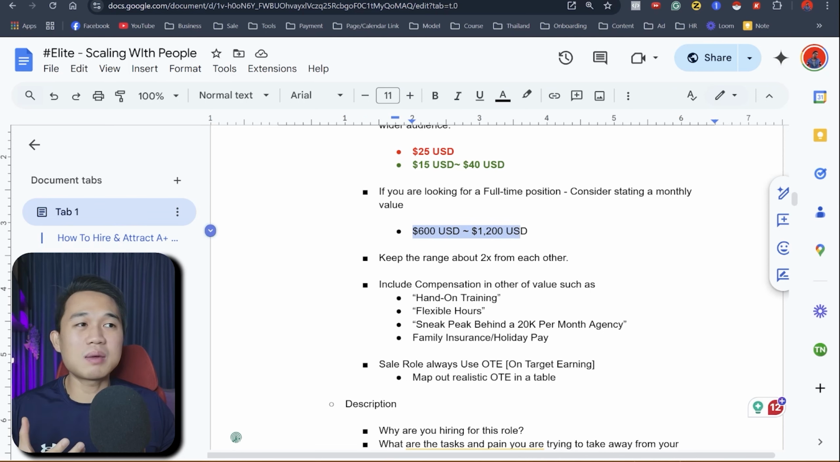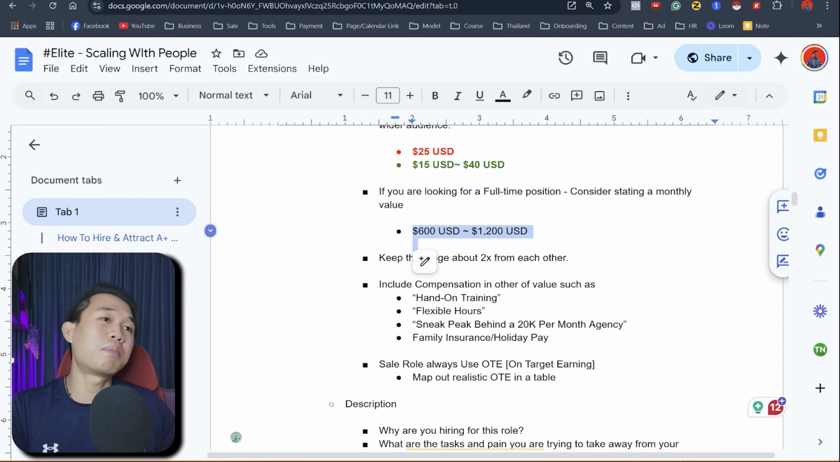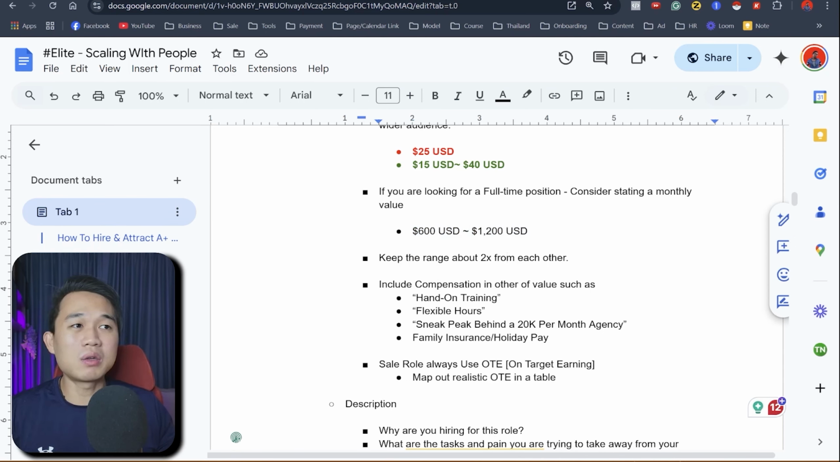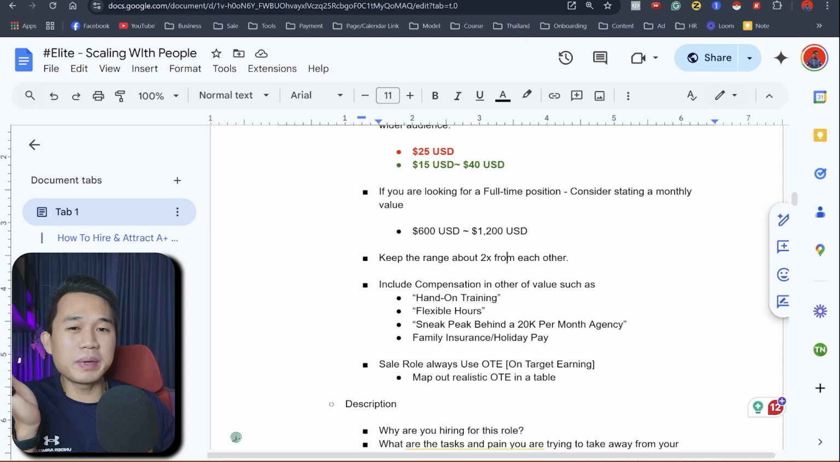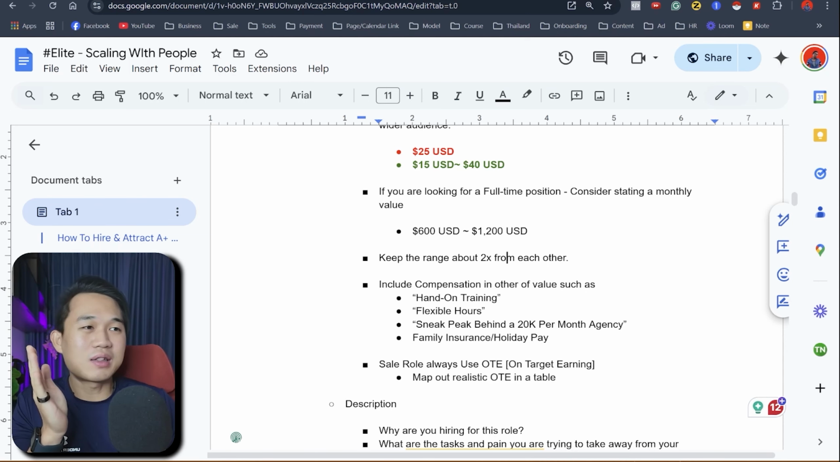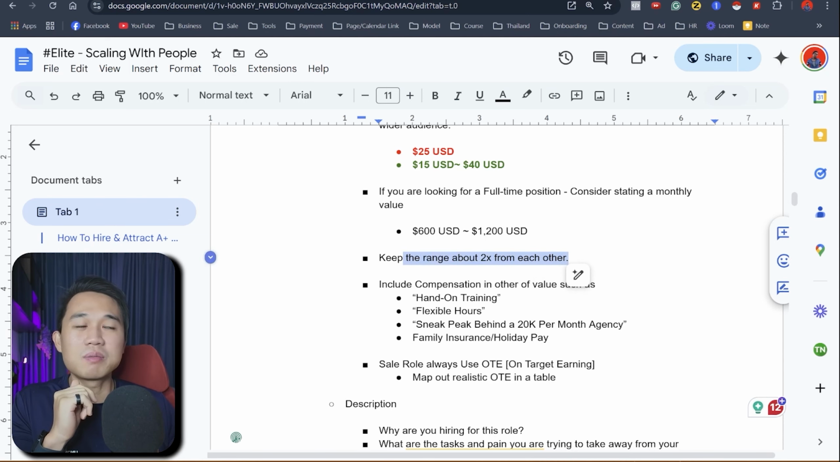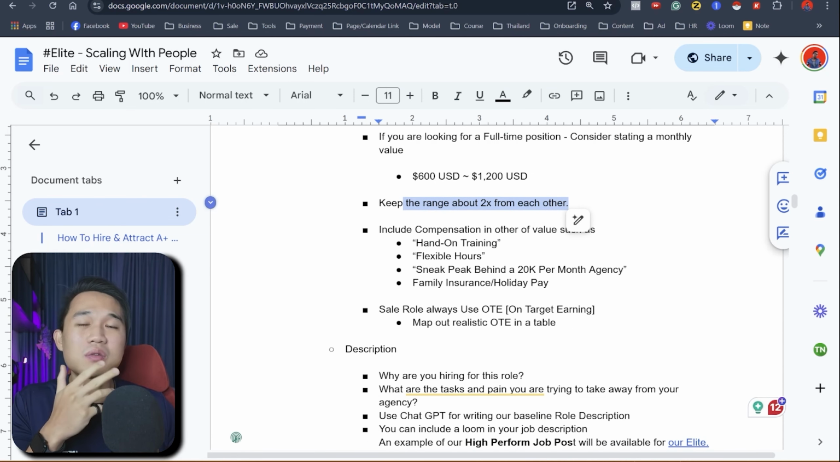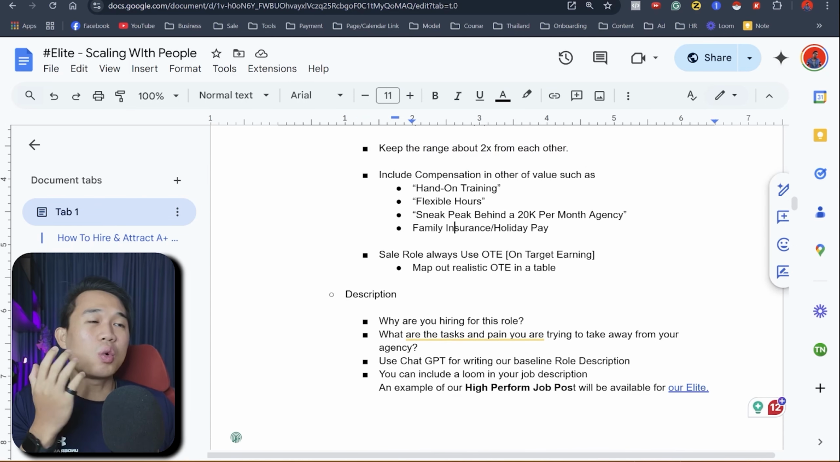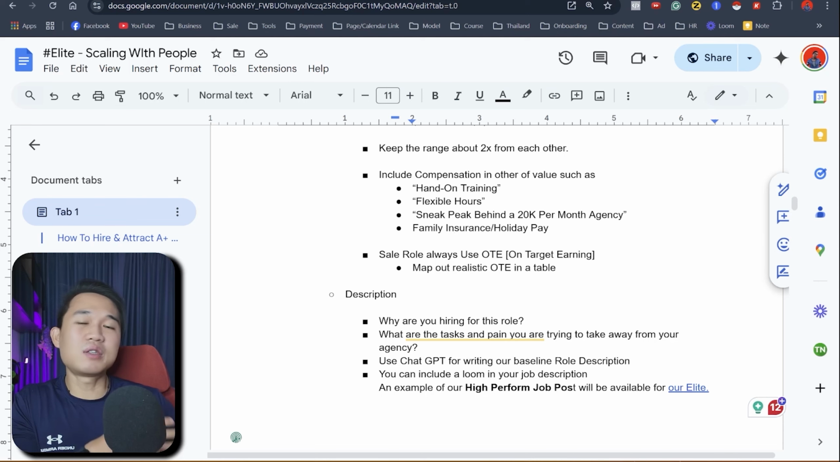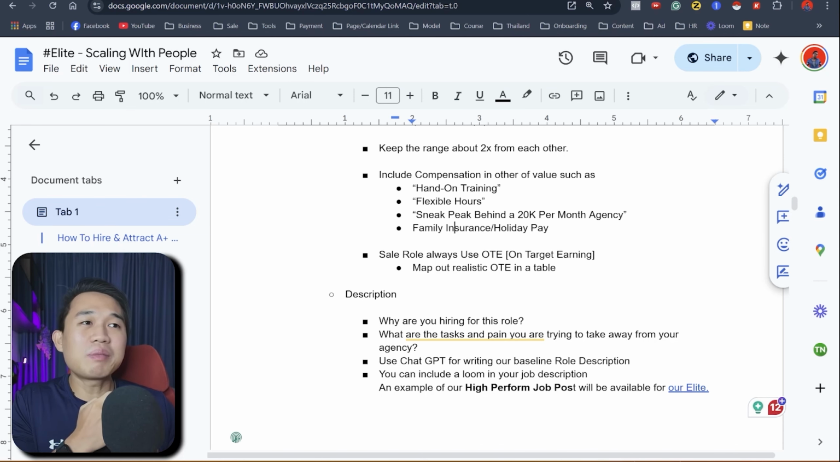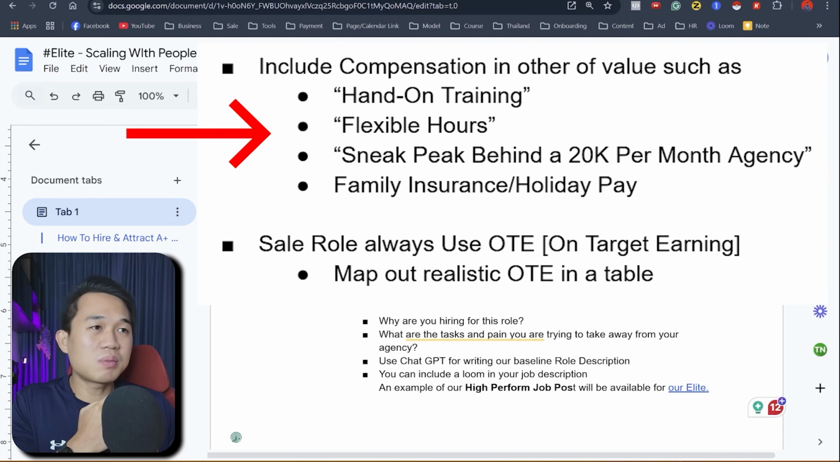We're going to be using the same range, a lower range and an upper range, to attract a wider audience, right? Just make sure that the range is not too big. You don't want to put like $10 to $1,000. That's just way too big. Make sure that they are around 2x apart from each other, right? So 600 and 1200 is around 2x. That's what I mean. And when it comes to compensation, you want to offer other value than just money, right? So something like hands-on training, flexible hours, a sneak peek behind a 20K per month agency, family insurance, and holiday pay.